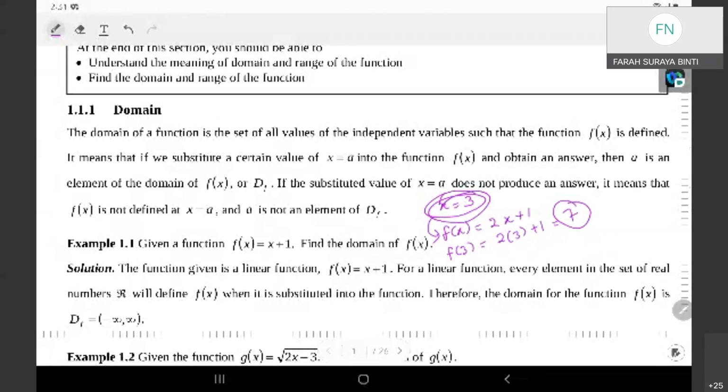Kalaulah kita substitute any value into any function dan kita tak dapat jawapan, kalau tekan calculator dia akan keluar error. Okay, meaning that that value is not a domain for that function. Okay, is it clear?